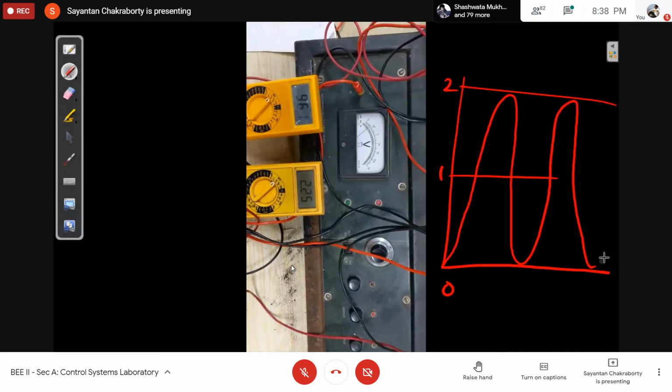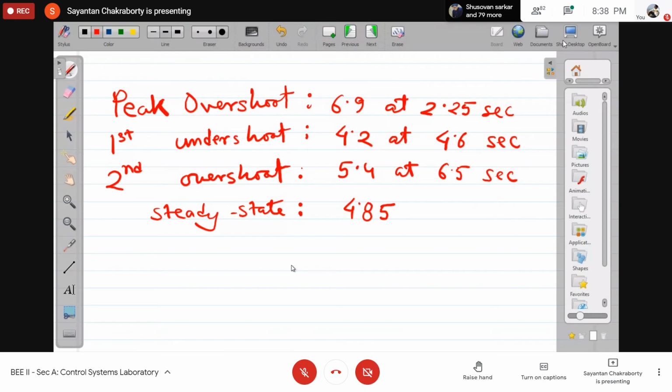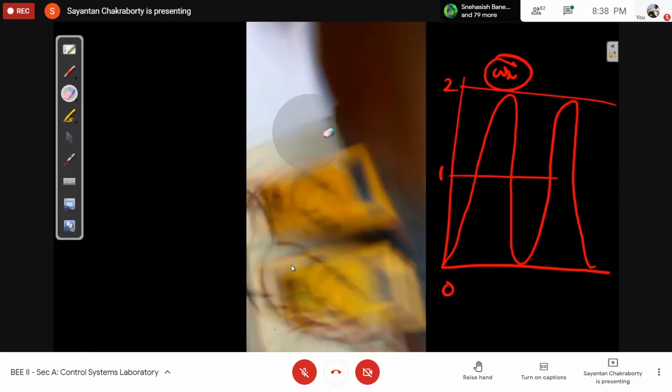And the frequency of oscillation will be omega n, right? For the undamped case, that I think you all know. Undamped, overdamped, underdamped cases, right? I have not shown the overdamped case, so these are the two other situations that you can simulate using this. So what I'll do, I'll now move over to the next experiment.